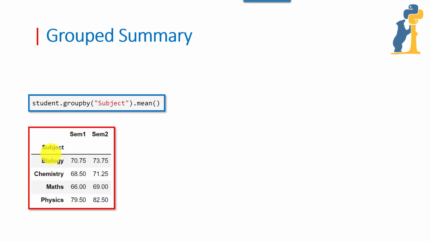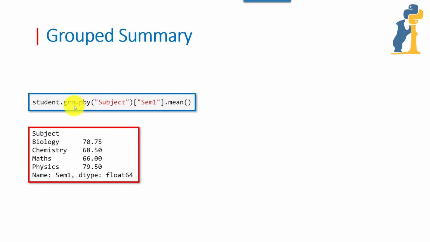If you wanted to group the student by the subject and select the same one column and take the average, you write, grouping by subject and zoom in on the column semester 1 to get the average score of semester 1. You will receive this subject, biology, chemistry, math, physics, and these are the average score of semester 1.